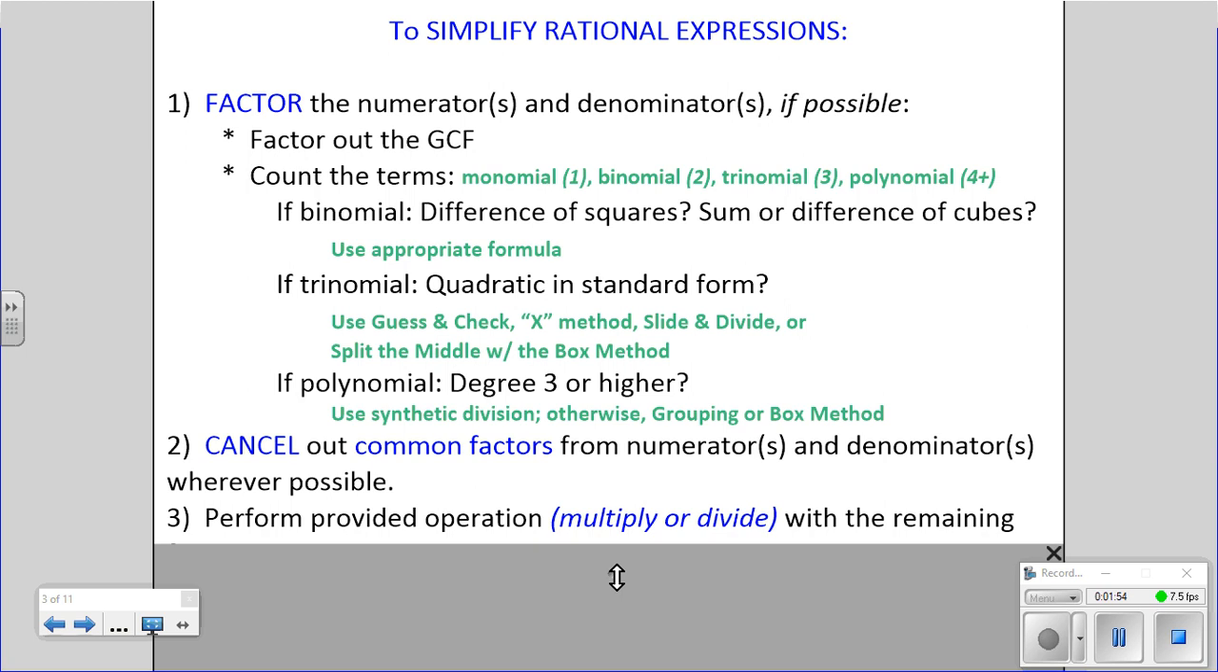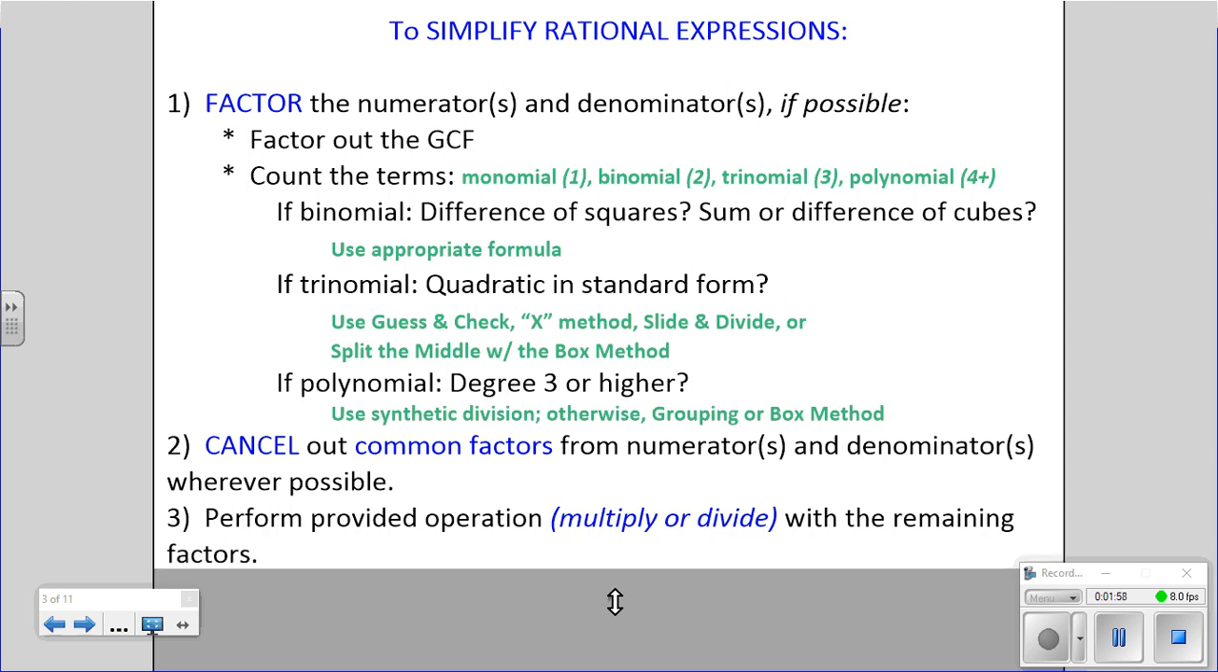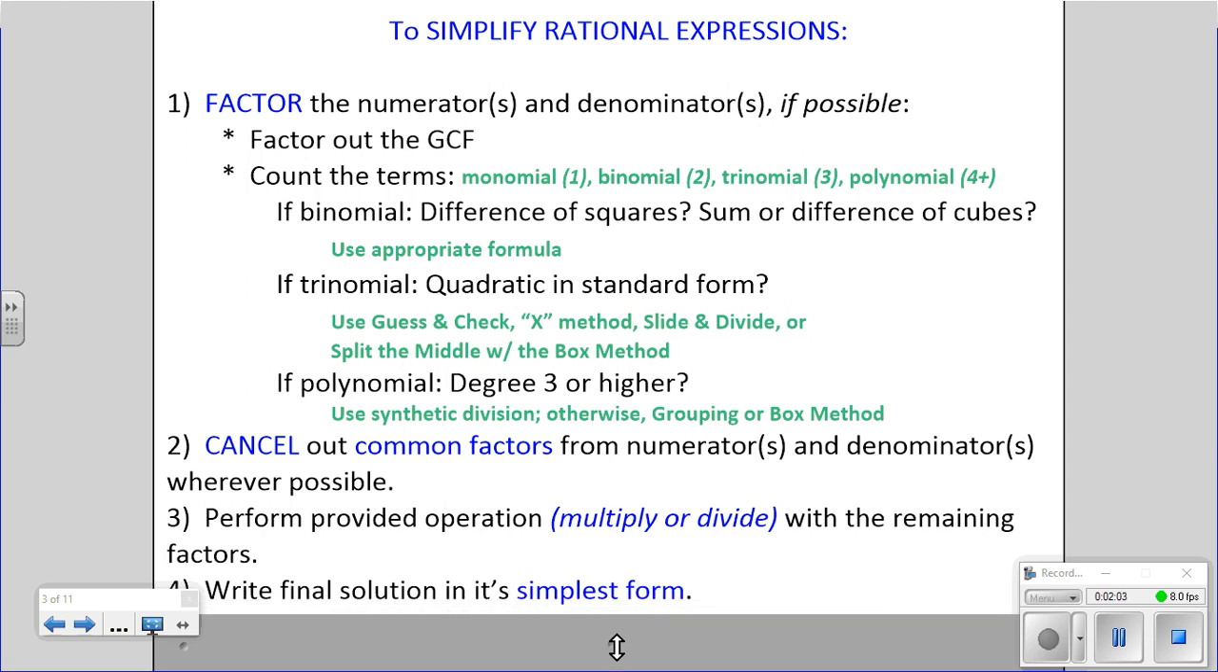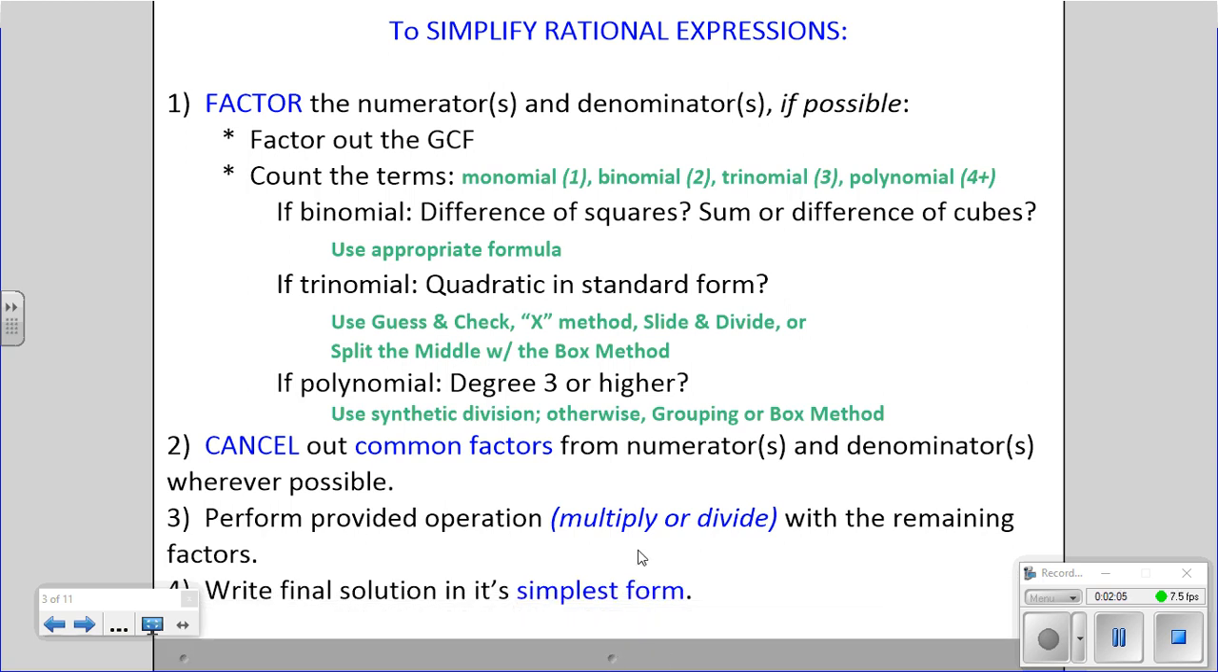Perform the provided operation, either multiplication or division, with the remaining factors. And today we're just going to multiply. And lastly, write your final solution in its simplest form. So these are the steps we're about to take in the next examples. Let's begin.